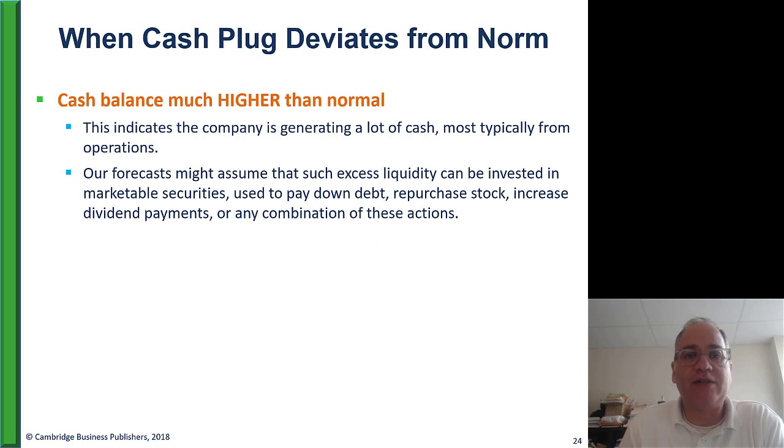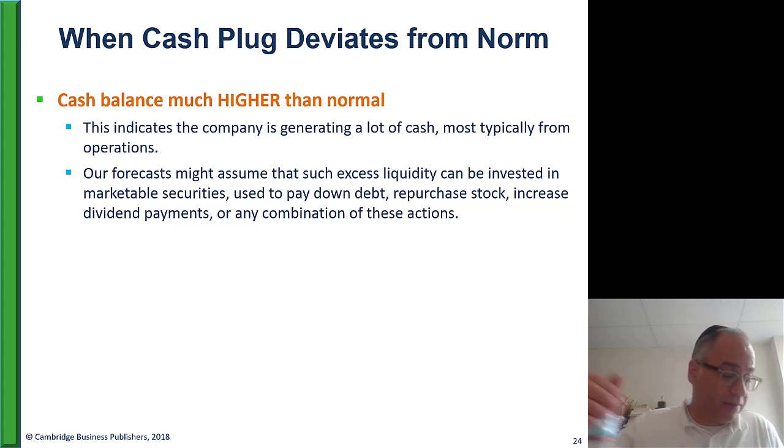So if your cash balance is higher than normal, it may indicate that the company is just generating a lot of cash and it's good news. What the company would do in reality is they would have excess liquidity, and maybe they're going to invest it in marketable securities. They're going to pay down debt, repurchase stock, maybe pay more dividends, or do a combination of these things. If they are going to have a lot of cash, then that would be something that you would consider to be good news.